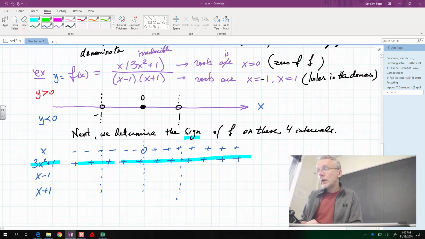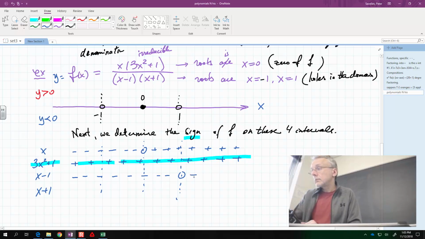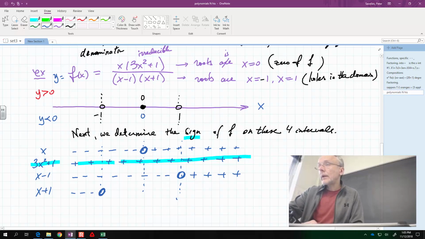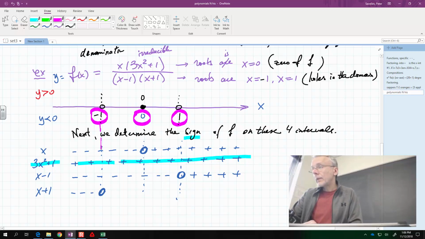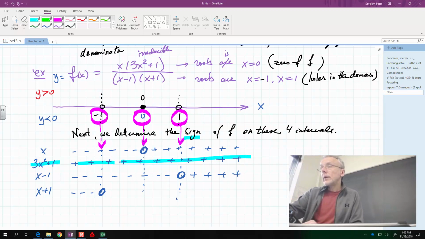Okay, x minus 1, it starts negative, and then it hits 0 at 1, and then becomes positive. Okay, all right. The last one, x plus 1, starts negative, hits 0 at negative 1. Okay, these are the three values of x that we're interested in, where things happen. Okay, so it hits 0 and then becomes positive.